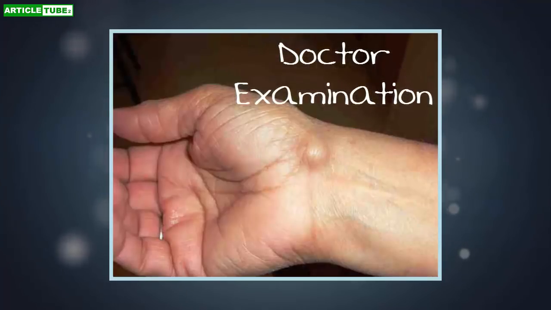Doctor examination. Physical examination and medical history. In the initial appointment, the doctor will discuss the symptoms and your medical history. He will ask you for how long you have had the ganglion, whether it is painful, and whether it changes in size. To identify any tenderness, pressure may be applied. Since a ganglion is filled with fluid, it is translucent. The doctor shines a pen light up to the cyst to see if the light shines through.